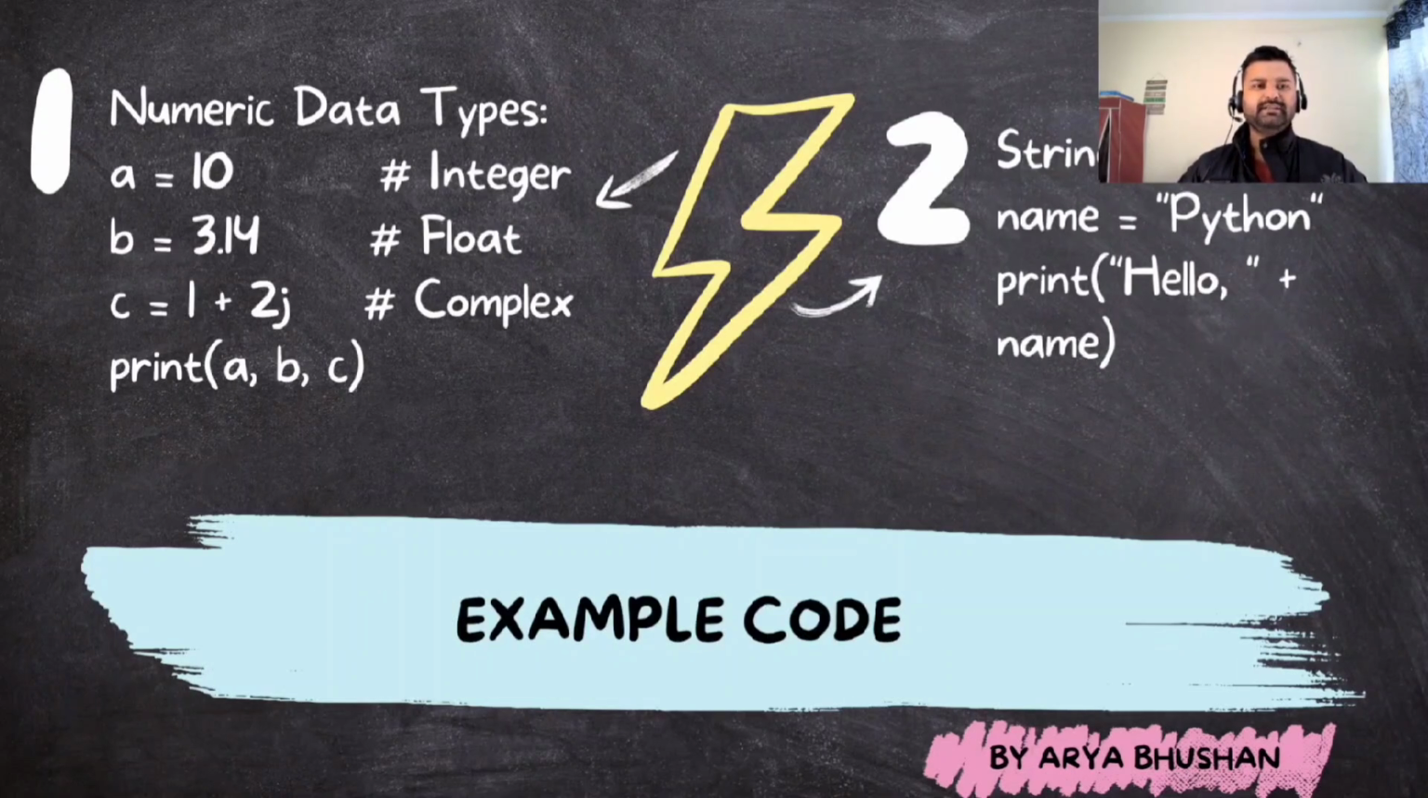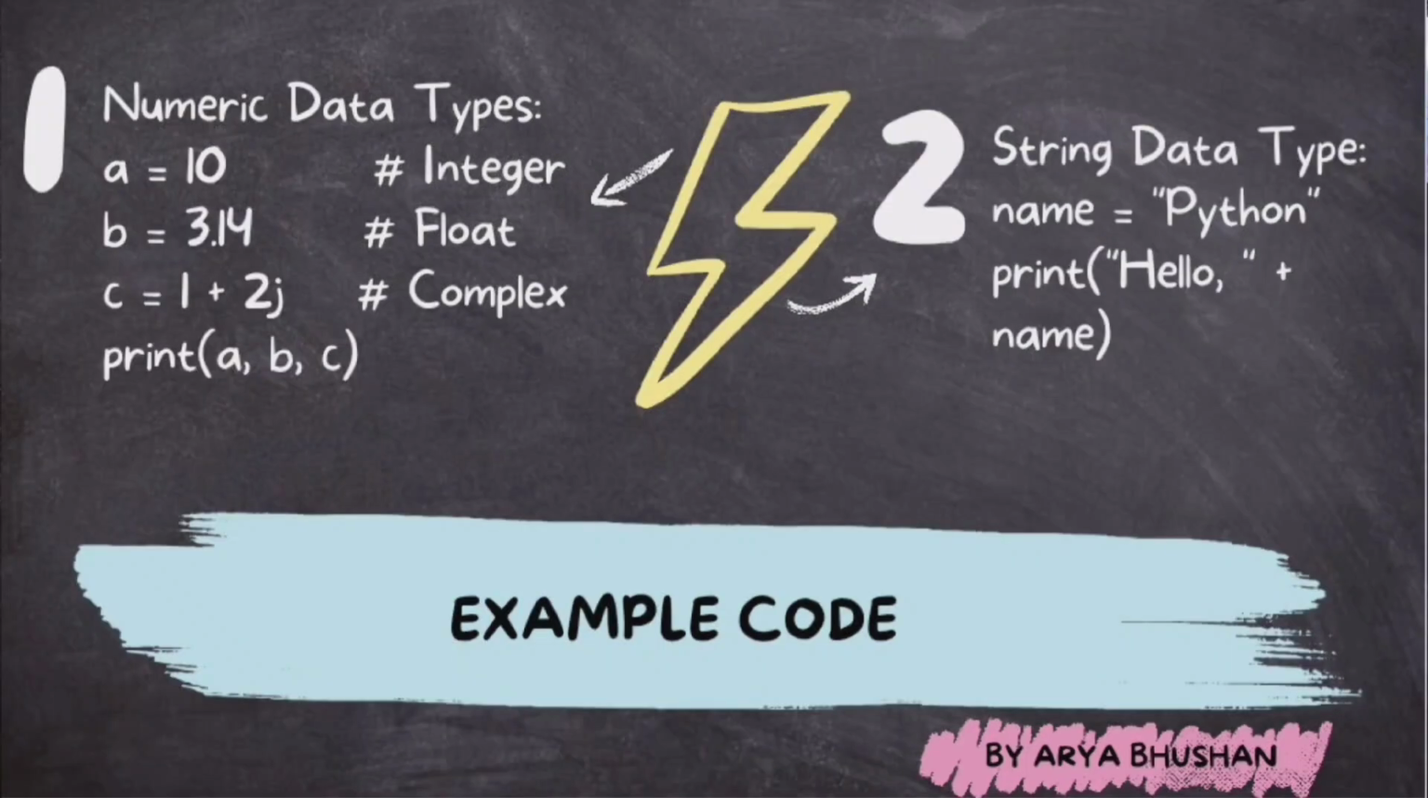Here in numeric data types, we see a = 10 stores an integer value. b = 3.14 stores a float value. c = 1 + 2j, here c stores a complex value. In the string data type example, we can see that name is storing the string "Python". So when we print "hello" + name, where name is referring to the variable, we will print "hello Python".